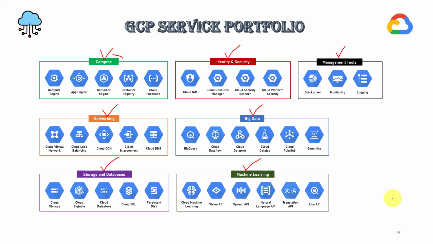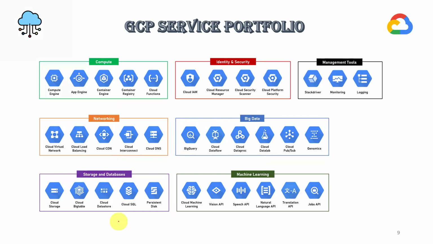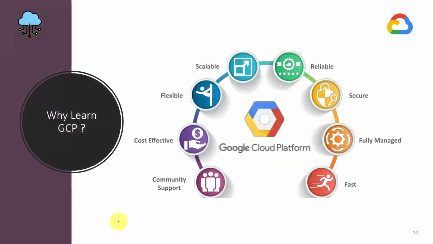Compute services like Compute Engine, App Engine, Container Registry, plenty of things. Big data: BigQuery, Dataflow, Dataproc, Datalab, Pub/Sub, and everything. So Google Cloud Platform provides plenty of services. And among these services, we are going to focus on big data and storage and database services, because we are data engineers. We want to become data engineers. We are going to focus on big data services and storage and database services. So that is how. And why do we learn GCP?